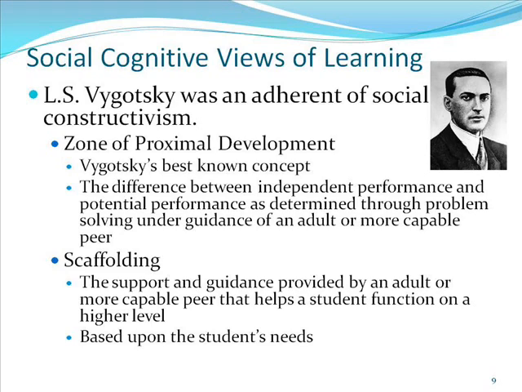Although both Piaget and Vygotsky believed that children need to interact with the world around them, Vygotsky stressed the importance of social factors in cognitive development. He is best known for the zone of proximal development and scaffolding. The zone of proximal development is the difference between independent performance and potential performance as determined through problem solving under guidance of an adult or more capable peer. In other words, the zone of proximal development is the difference between what a child can do on his or her own and what the child can do with help. The support and guidance provided by an adult or more capable peer is known as scaffolding.